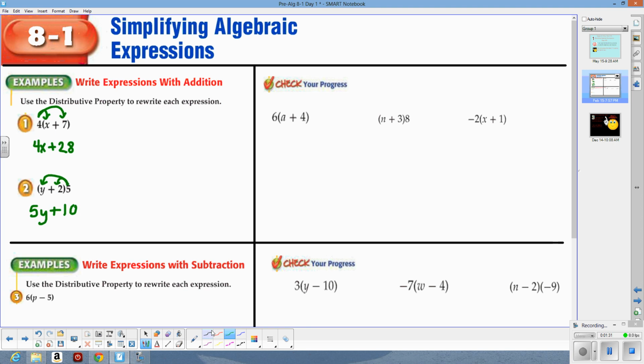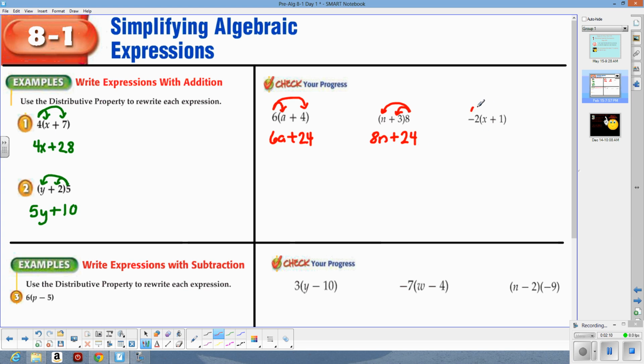Now you may want to pause the video and try the next examples on your own. 6 times a is 6a. And 6 times this positive 4 is positive 24, so plus 24. The 8 is at the end instead of the beginning, so we're just going to take the 8 and multiply it by the n, 8n. And then 8 times a positive 3 is positive 24, so plus 24.